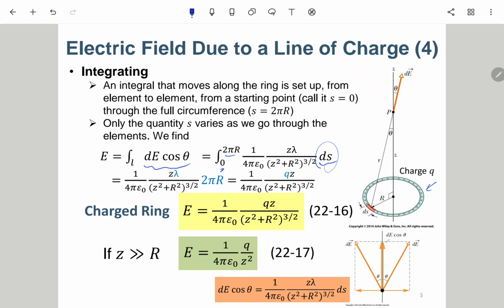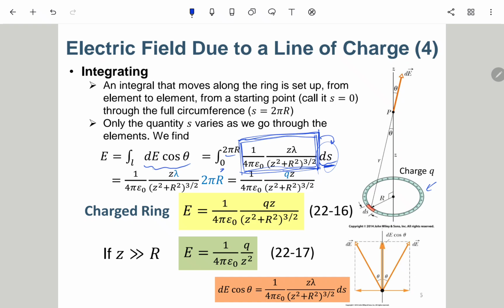You may ask, why do you need integration? Because you are integrating ds, and this whole thing is independent of s. So it is just like integrating a constant. You don't actually need to integrate. The point is to let you get familiar with how integration is used in this example, so that later when you really need it you will use it. Integrating a constant is just a multiplication.